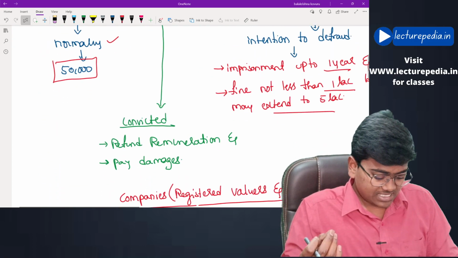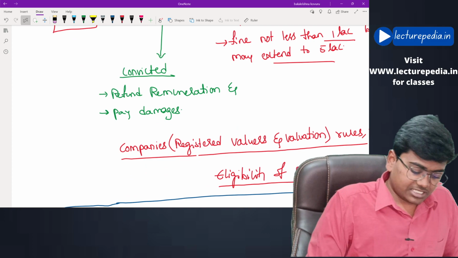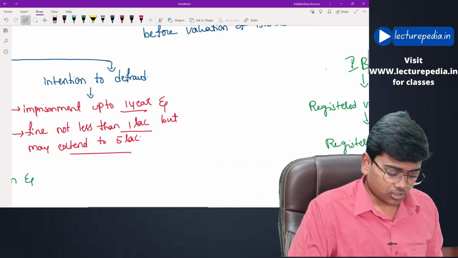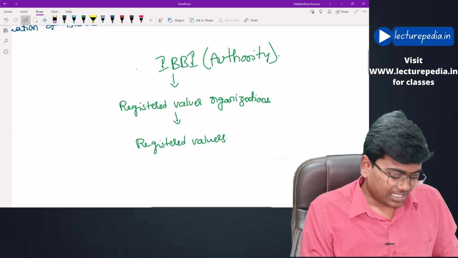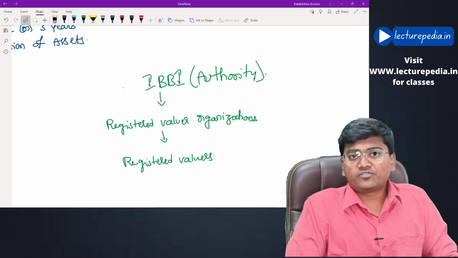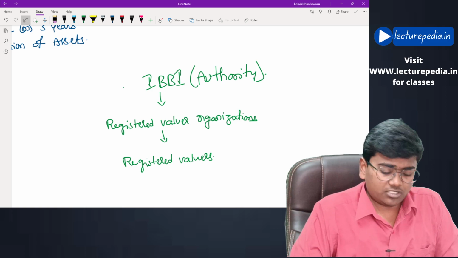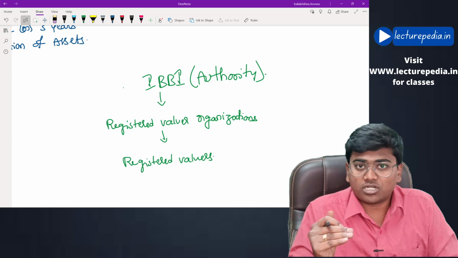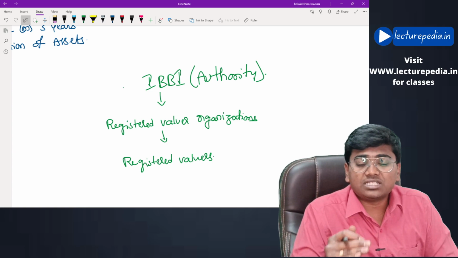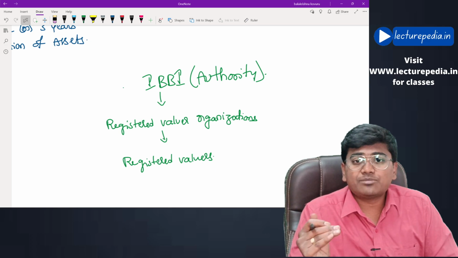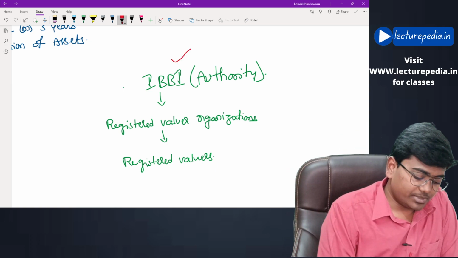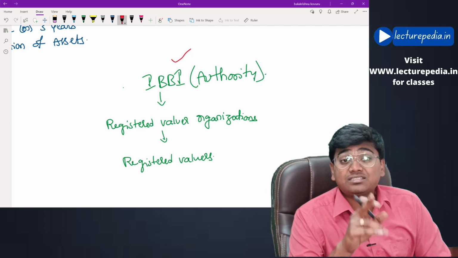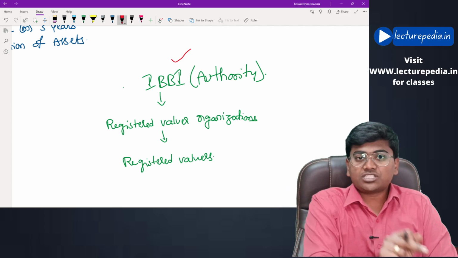Now we will see the rules, Companies (Registered Valuers and Valuation) Rules, 2017. Before seeing the rules, first of all, let us understand the structure of these registered valuers. First of all, for the registered valuers, there will be an authority, authority for the valuation. The name of the authority is IBBI, that is Insolvency Bankruptcy Board of India. This will be the authority, and under this authority, various registered valuer organizations will be registered.